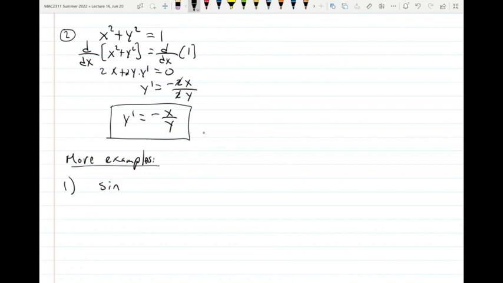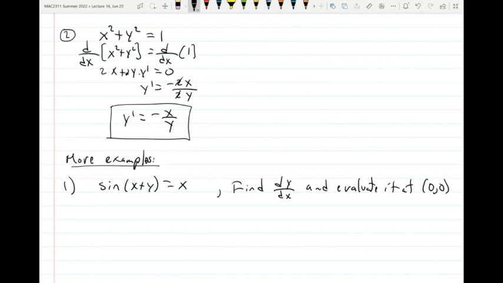So we have sine of x plus y equals x. Then find dy/dx and evaluate it at the point (0, 0).